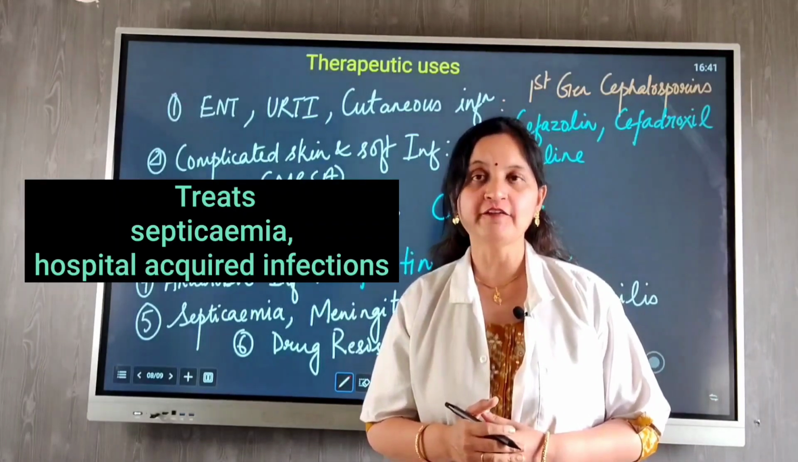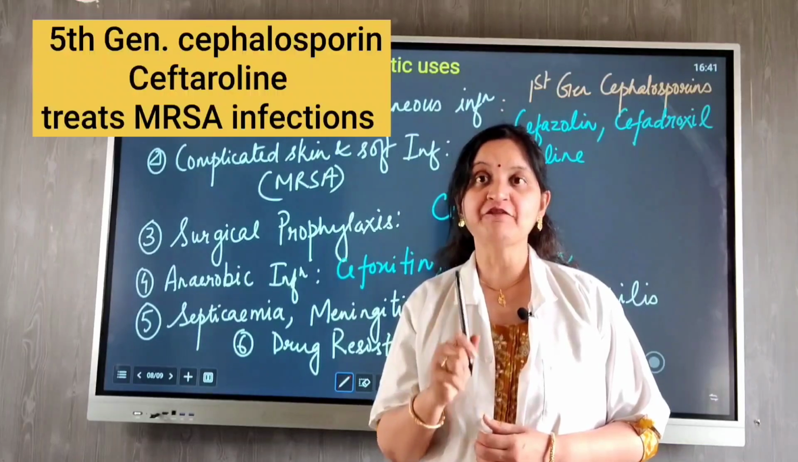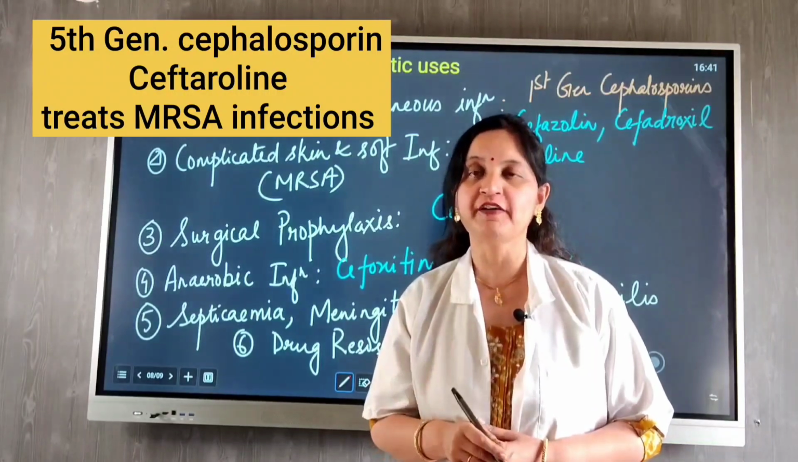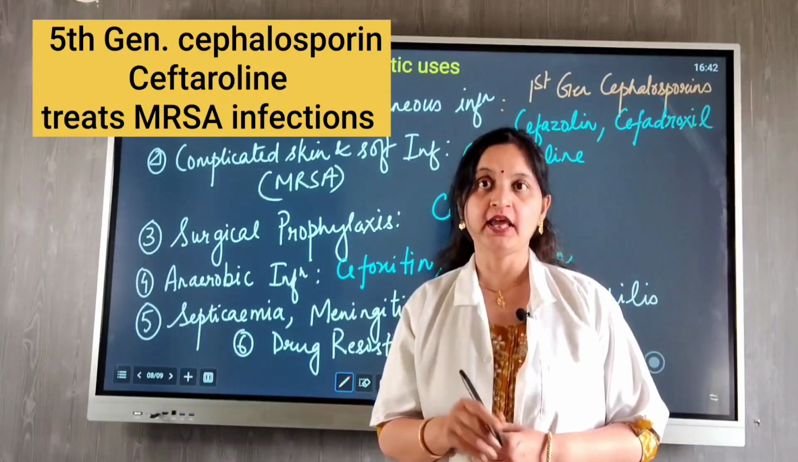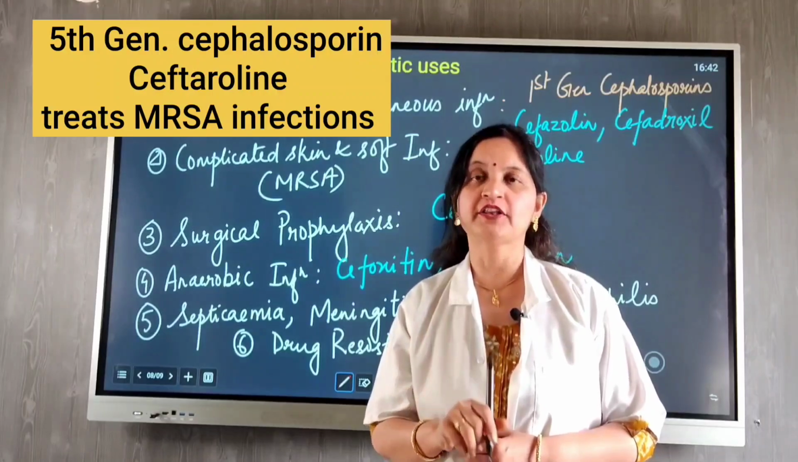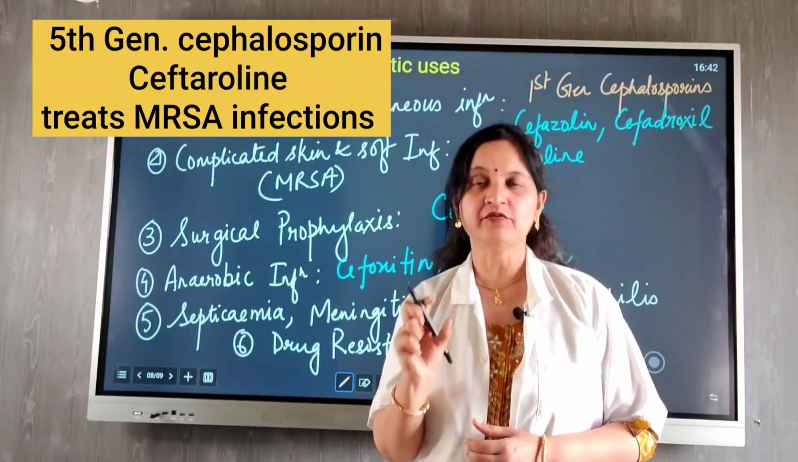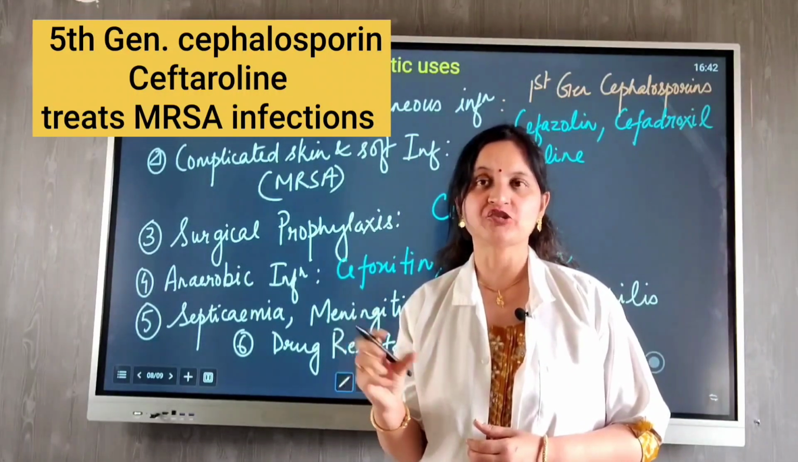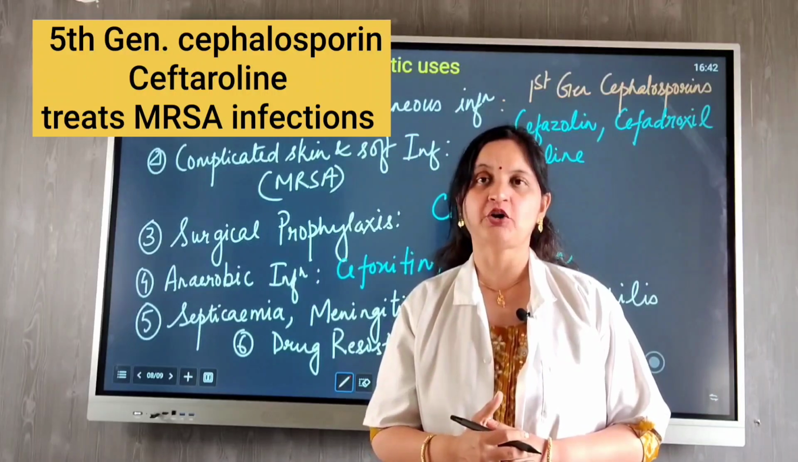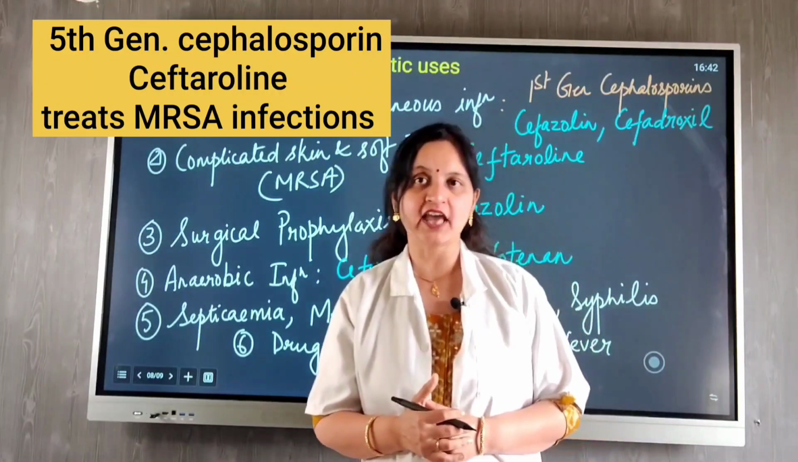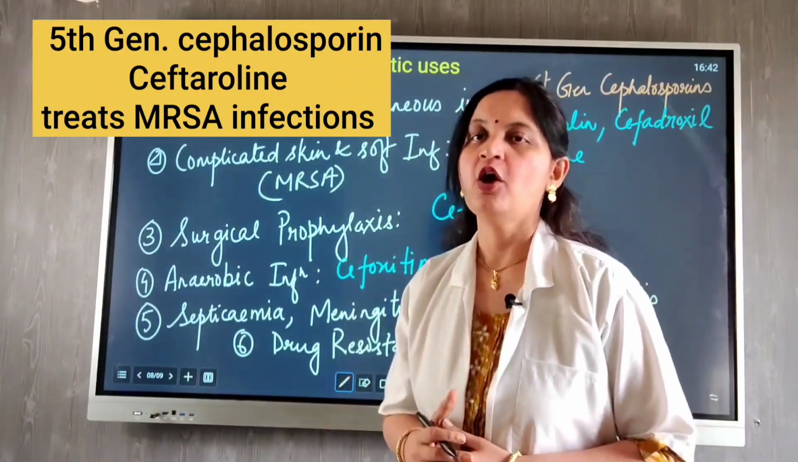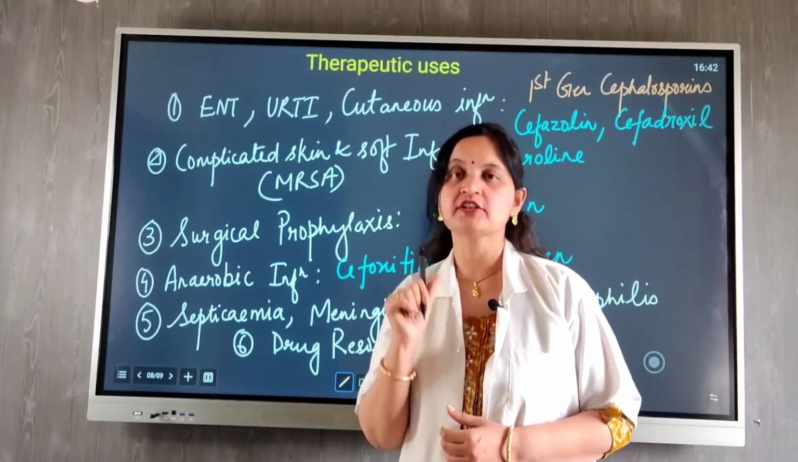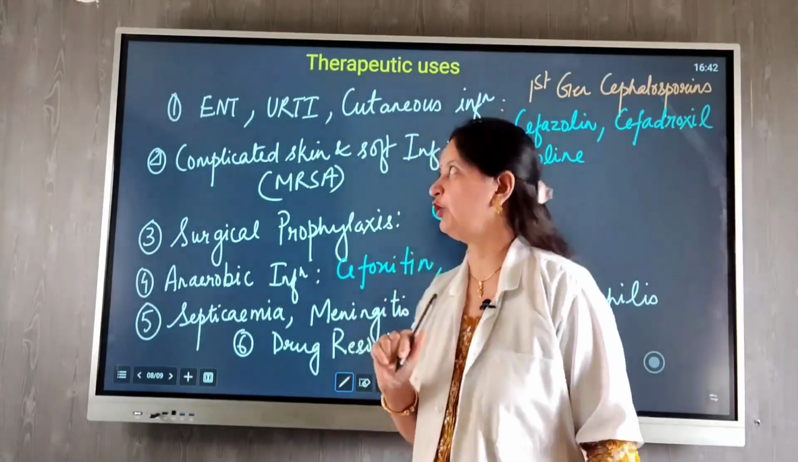Now moving on to the fifth generation cephalosporins, where ceftaroline is included as a fifth generation of cephalosporin, and it is useful for the treatment of methicillin-resistant Staph aureus infections. So complicated infections that are caused by methicillin-resistant Staph aureus are treatable with ceftaroline, which is a fifth generation cephalosporin.